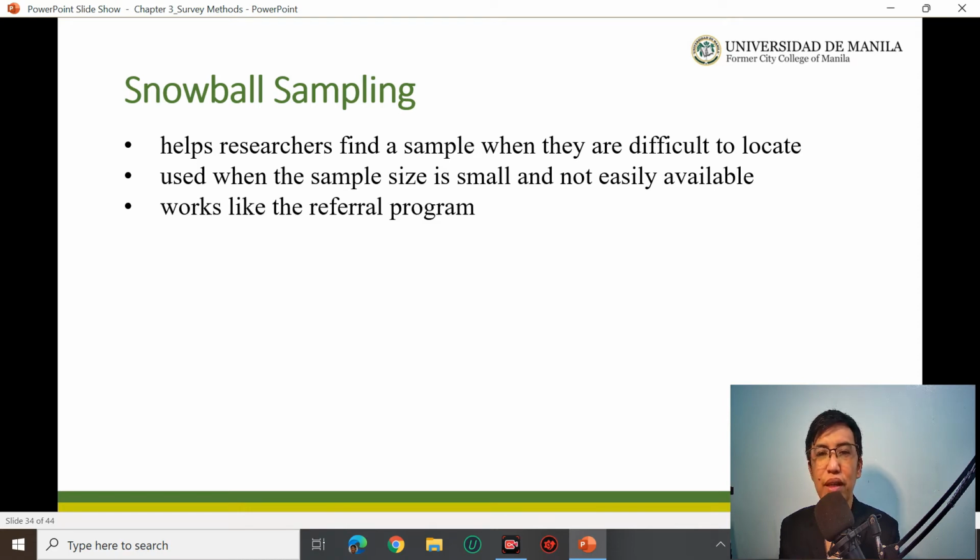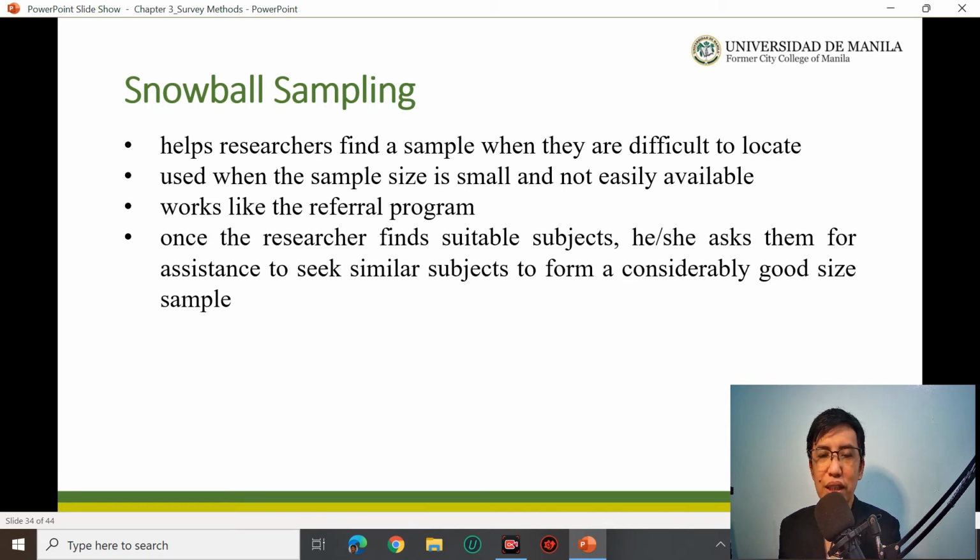Sinabi ko sa inyo, sometimes it's called referral sampling. Kasi nga, medyo mahirap yung inyong mga respondents. Tsaka medyo konti. Kung sa convenience, nandun lang sila. Okay? And once the researcher finds suitable subjects, he or she asks them for assistance to seek similar subjects to form a considerably good-sized sample. Okay, so those are the different kinds of non-probability sampling. We have the convenience, we have consecutive, we have purposive or judgmental sampling.